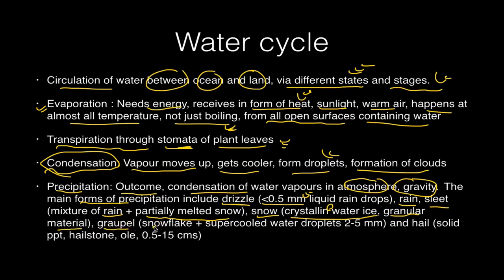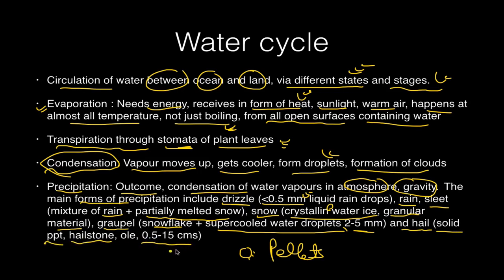Now graupel is snowflake plus supercooled water droplets, and it is the size of 2 to 5 millimeter. The water droplets surrounding it are also called pellets. This is also called snow pellets. This is called graupel. It's a German word. And finally hail, you must have heard of it. The ones that fall in North India are called ole. These are solid precipitation. They're also called hailstones, and the size is anywhere between 0.5 to 15 centimeter, and can cause extensive damage to human structures and crops.